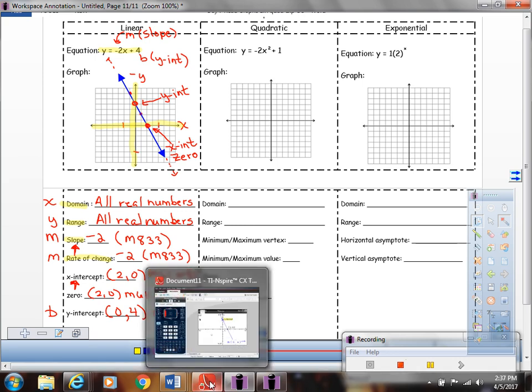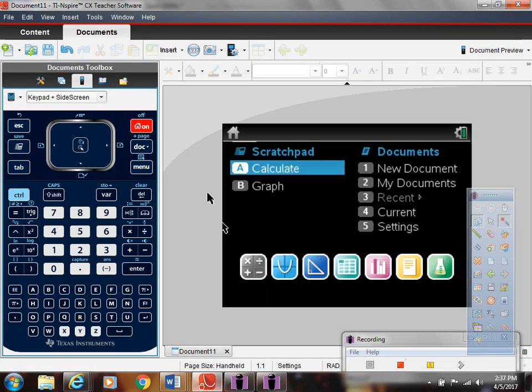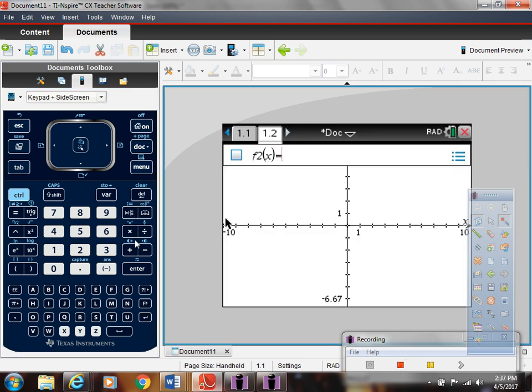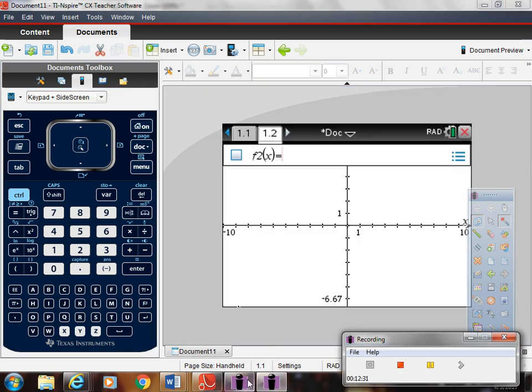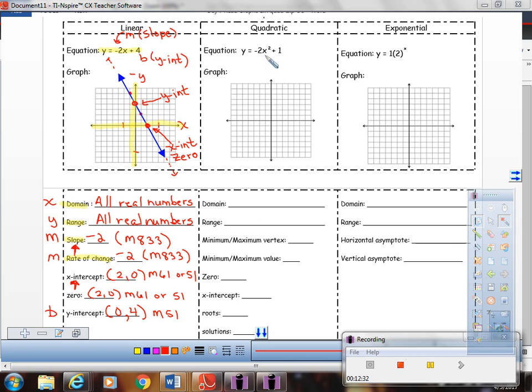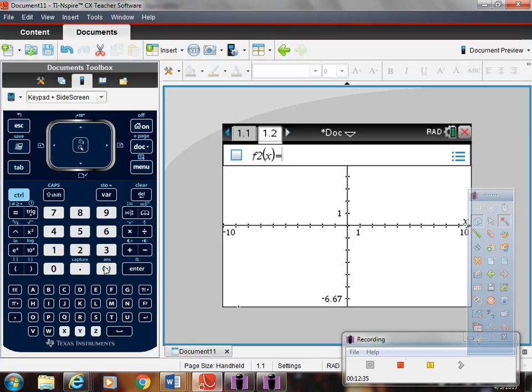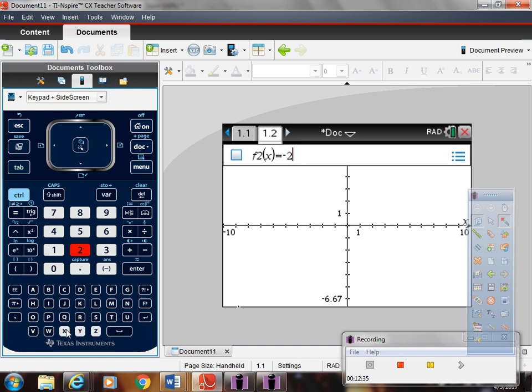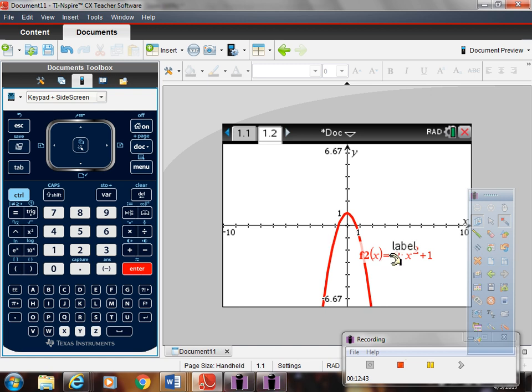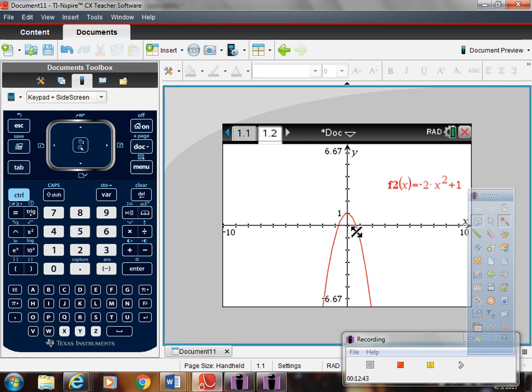What is the next one going to give us? Quadratic. What do those look like? Like a U. Okay, so let's type in this one. It's kind of like a U-shaped curve. They call it a parabola. So negative 2x squared plus 1. Let's see what our U looks like. Okay, it's upside down. Alright, so that's your quadratic.